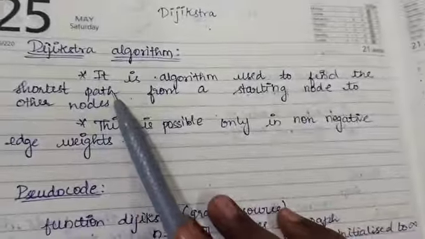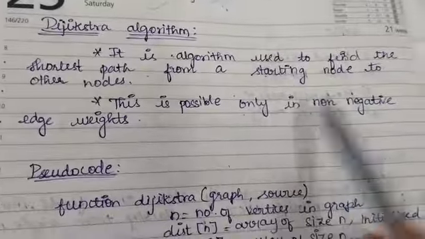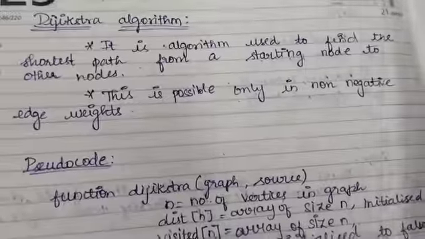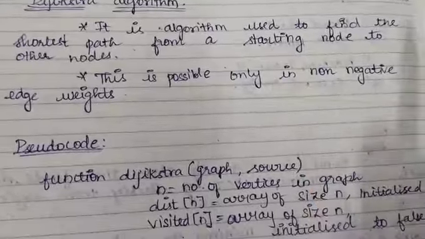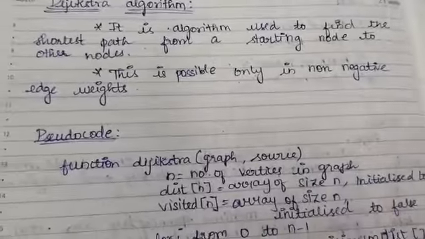Dijkstra's algorithm is used to find the shortest path from a starting node to other nodes. This is possible only for non-negative edge weights, which means it works only for positive edge weights. Here is the pseudocode for Dijkstra's algorithm.